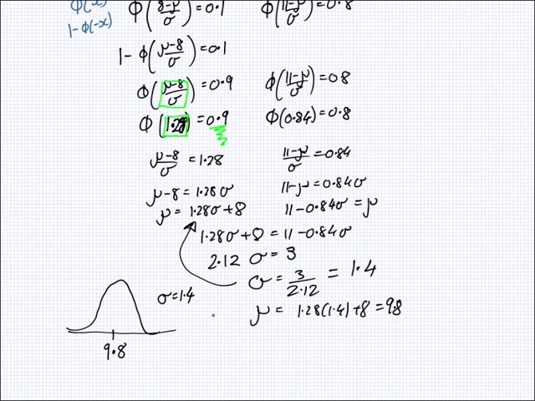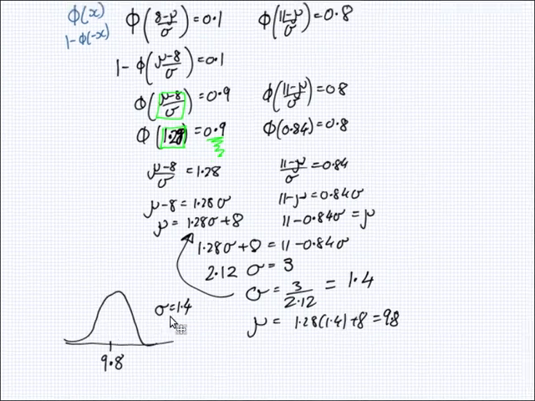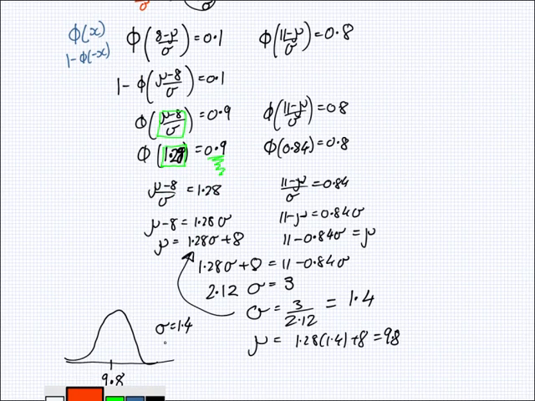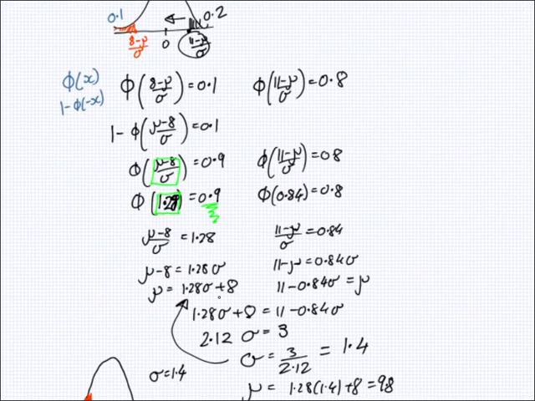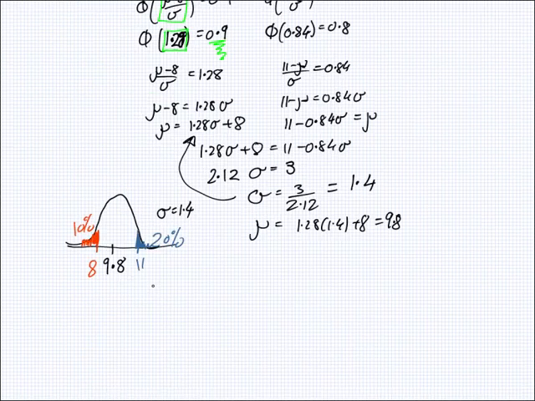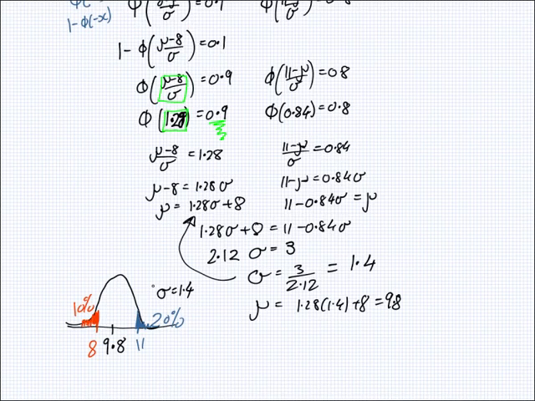So, we've worked it out. If the average is 9.8, and the standard deviation is 1.4, then 10% of the data will be below, what did we say? What was in the original? 8. That's 10%. And then, what was marked off here at the upper end? 11. How much is more than 11? We said 20%. I think I said, didn't I? Yeah.